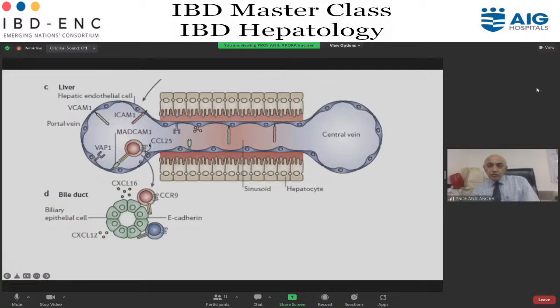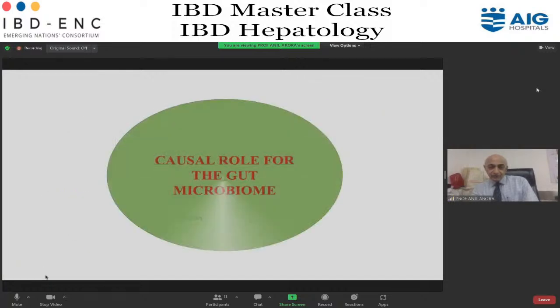In the normal course of events, there is less expression of this MADCAM and there is hardly any expression of other adhesion molecules. But in patients who have ulcerative colitis, there is excessive expression of this aberrant molecule even in the liver vascular endothelium, to which come and attach these cells which have these specialized integrins, which I have already mentioned as alpha 4 and beta 7.